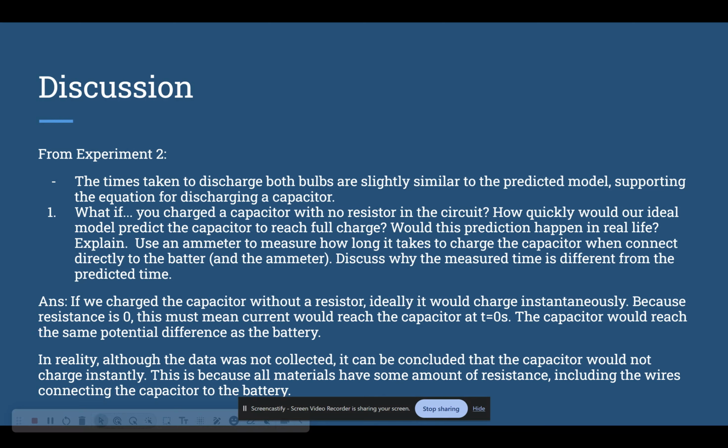And the answer is that ideally it should charge instantaneously, because resistance is zero, that must mean the current would reach the capacitor at 0 seconds. And the capacitor would reach the same potential difference as the battery instantaneously. But in reality, although the data was not collected, it can be concluded that the capacitor would not charge instantly. That is because all materials have some amount of resistance, including the wires connecting the capacitor to the battery.